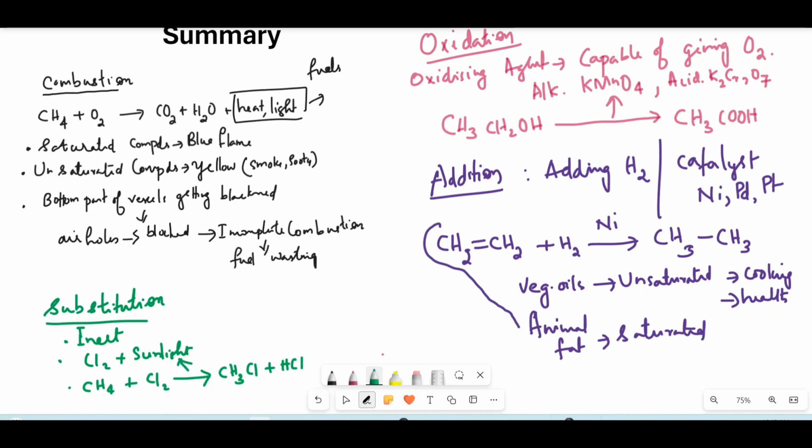So these are the four reactions we studied: combustion, oxidation, addition, and the last one is substitution.